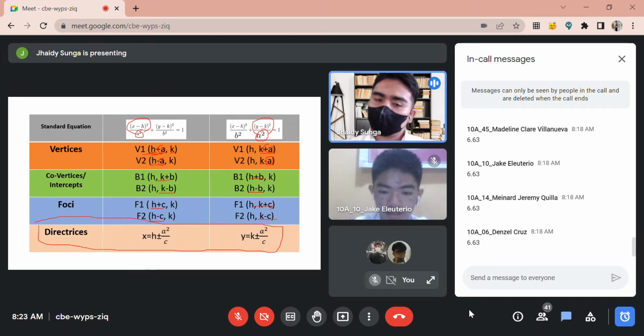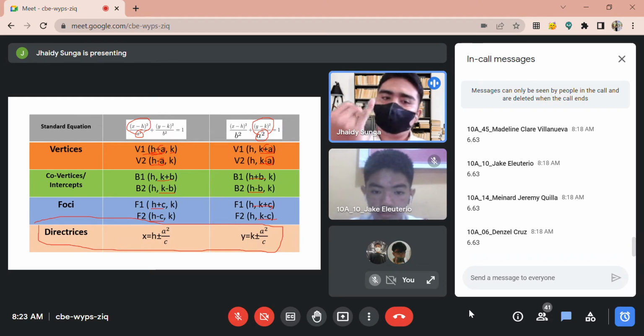We are going to discuss the directrix in the parabola. I will tell you, parabola is much easier than anything else. Once you have learned the circle and ellipse, it's really basic up until the end.